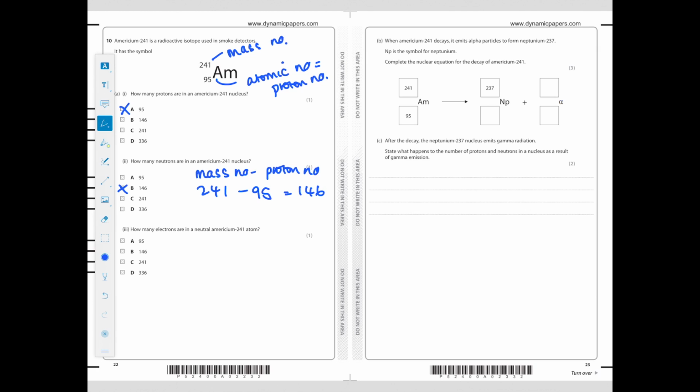How many electrons are in a neutral americium-241 atom? Because it's neutral, the electron number is the same as the proton number, which is why A is the answer here.